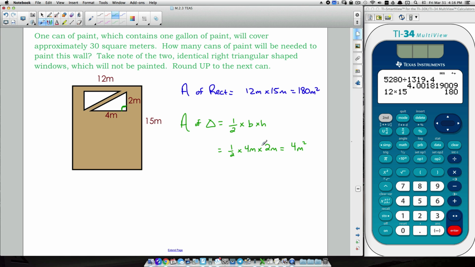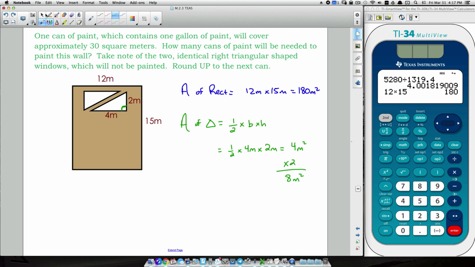Notice we have two triangles, right? That's just the area of that one. Well, this triangle is identical. So we're just going to double this area. And we don't say times 2 square meters. We just double it, multiply it by 2. So really the area of those two triangles together is going to be 8 square meters. Well, here is your shortcut, okay?